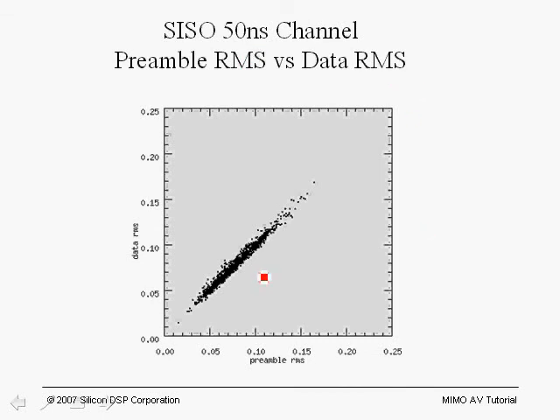As this scatter plot shows, there's a high correlation between the preamble RMS and the RMS of the data portion of the packet, and what this shows is that we can use the calculated RMS on the preamble as a predictor for the RMS value of the data, and they track very well.